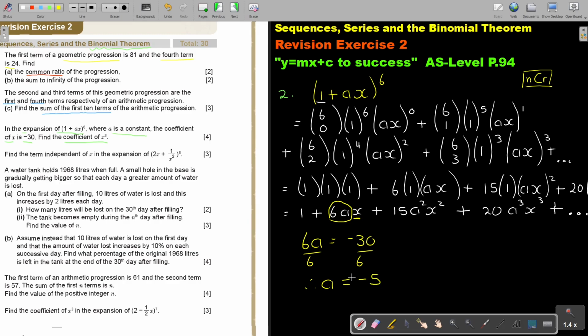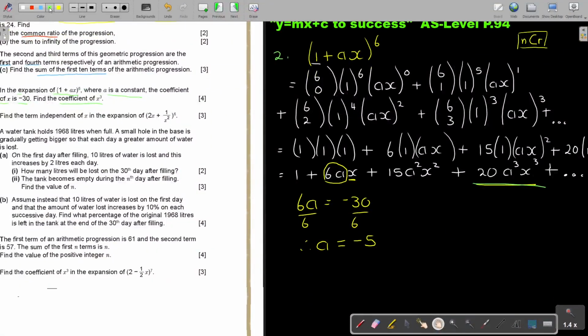Now I must find the coefficient of x cubed. There is x cubed. Do you see that? Well, let's make it another color, green. So I can then go and say 20a to the power of 3. I'm going to first get the whole term for you, that's your term. And then I just substitute that negative 5 to the power 3 x cubed.